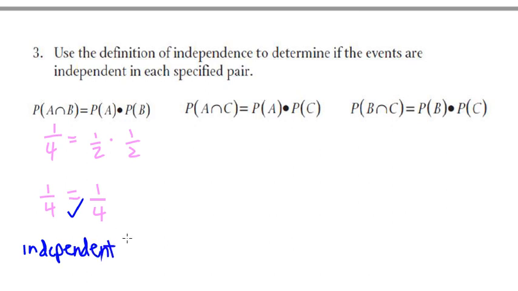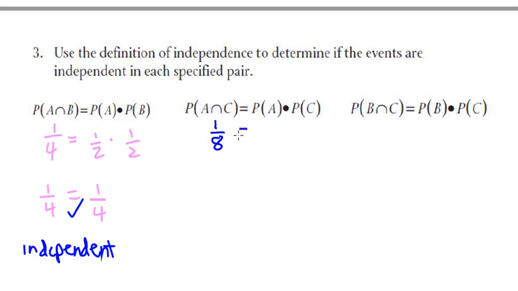So what that means is the first toss being heads has absolutely no effect on the second toss being heads. All right, which does make sense. It's two different coin tosses. All right. So in the second situation, we have the probability of A and C. So A and C was 1 out of 8.